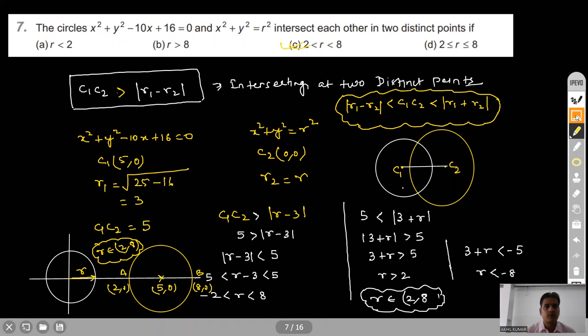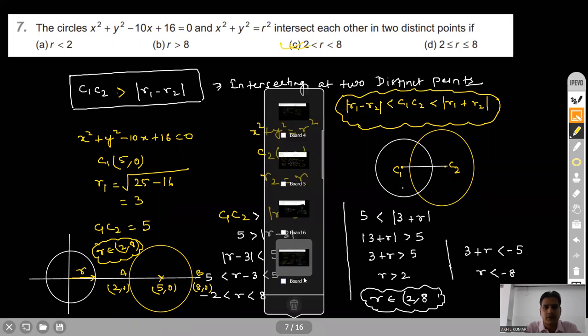So hope this question is clear to all, this question number 7. We have seen this question both by graphical or geometrical approach and by this inequality approach, right? So let's move to the next question, that is question number 8.